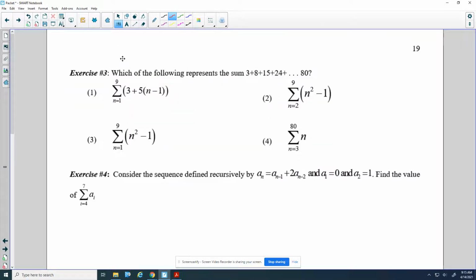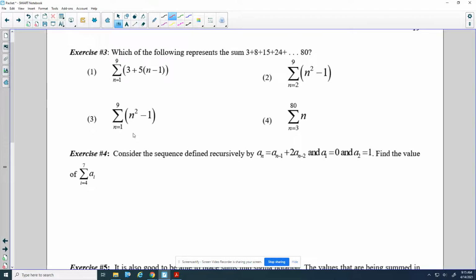So that's your basic summation notation, plugging in numbers and adding up their results. And now we're going to look at a couple, start to think about how do we tell which summation notation represents that, and also writing our own summation notation. Exercise 4 also starts to incorporate a little bit of recursion. We'll talk about that in a second too. So this one says, which of the following represents the sum? 3 plus 8 plus 15 plus 24, following this pattern up to 80.